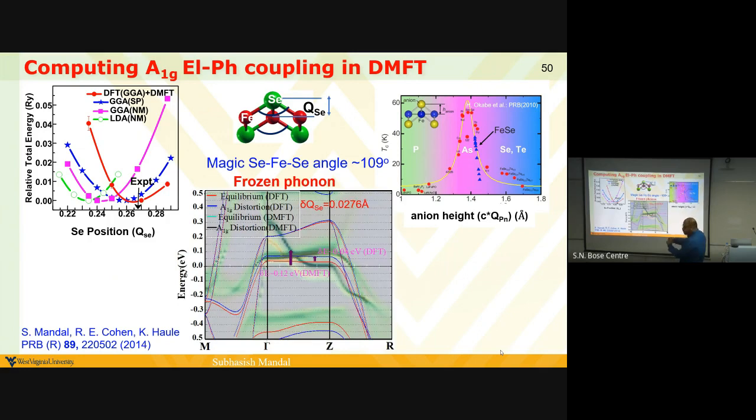and then keep track of the bands. That is what I'm showing pictorially here, with the same displacement of the selenium atom by this amount and how much the bands are shifting. In this plot, you can see the thin lines are for DFT. For DFT plus DMFT, you see that the band dispersion is quite large, almost one order of magnitude larger than in DFT.